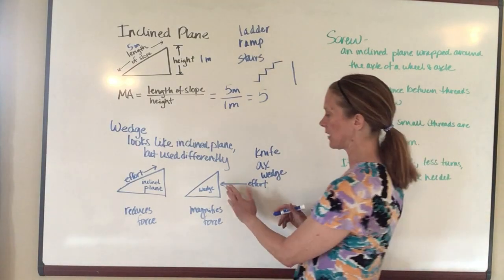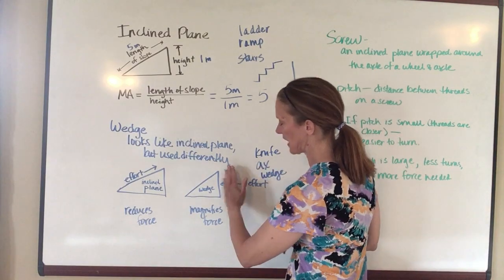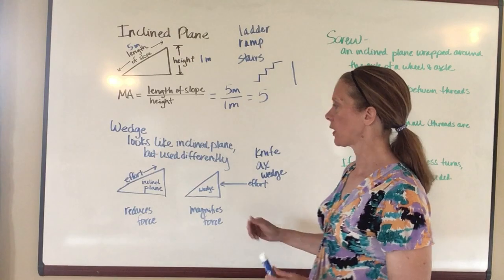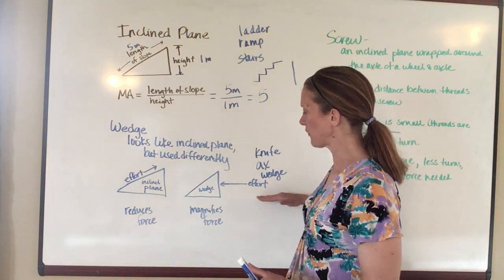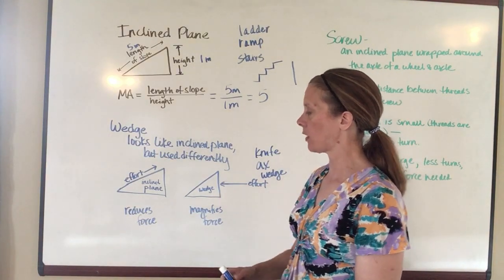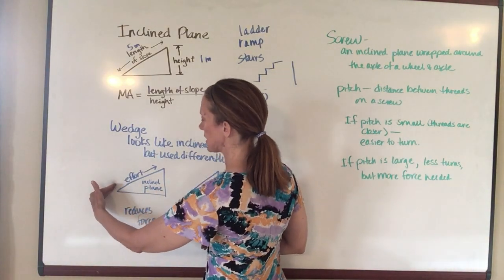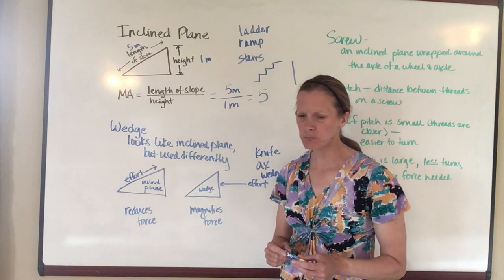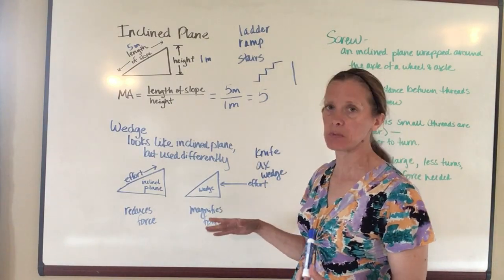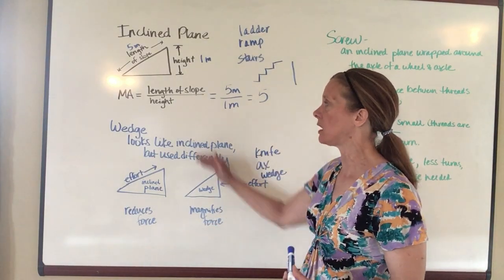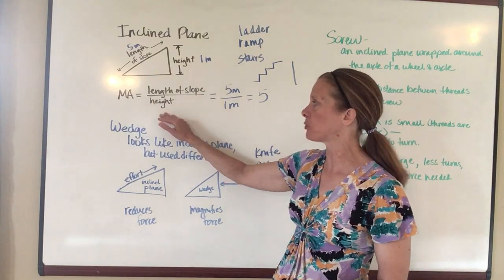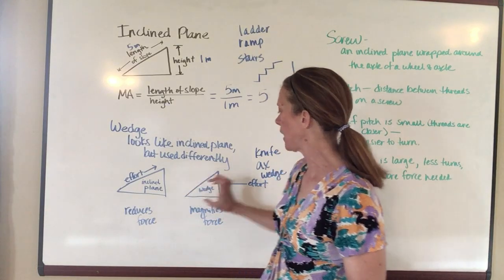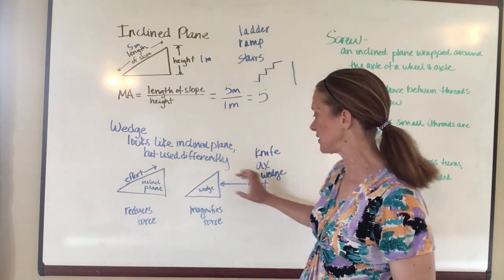So when you do that, you're going to drive it from this end, and it's going to take that log and split it apart. So again, with a wedge, your effort's coming from this direction, whereas when you're using a plane, you're taking the effort and sliding it up just one side. If you're going to calculate the mechanical advantage of either one, you use the exact same formula. Even if it's a wedge, you're still going to take the length of the slope and divide it by the height.